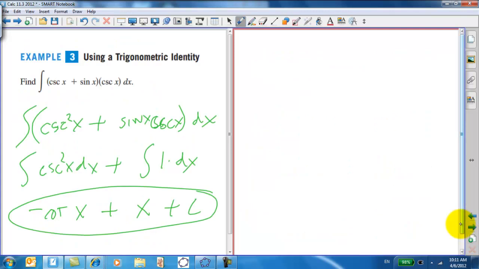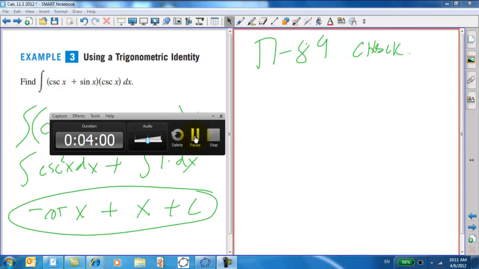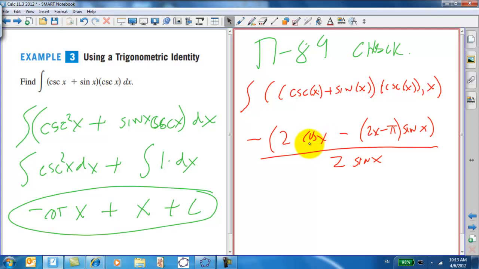Let's see if the TI-89 does a little better on this one. Okay, and so here's what the calculator came up with. Negative quantity 2 cosine x minus 2x minus pi sine x, all over 2 sine x. Well, it's equivalent. You can see the cosine over sine making a cotangent, and it keeps it negative. And also the negatives cancel, we get sine over sine, that cancels, and we get 2x over 2, that makes it an x. But what is this pi thing doing in here?